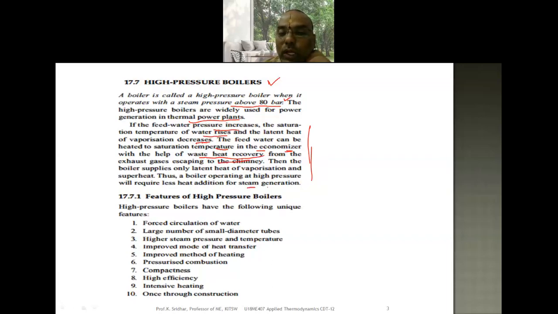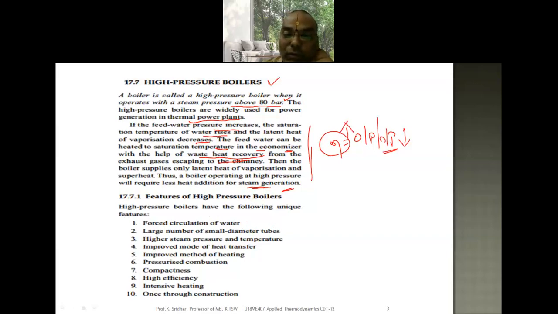So only a lesser amount of heat will be supplied from the boiler, because you know that efficiency is equivalent to output by input. Here the input value is normally lower. Because of the lower input from the boiler, the efficiency value will increase because of providing the high pressure boilers. And what are the features of these high pressure boilers?